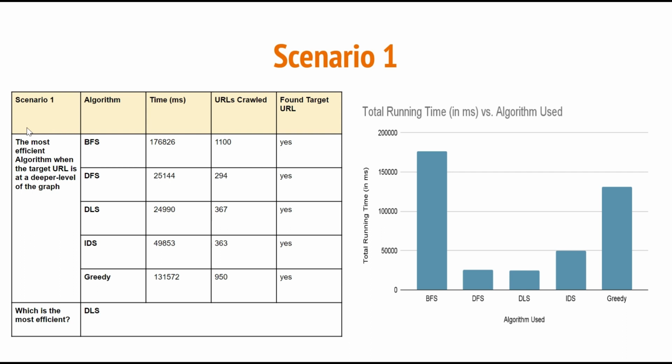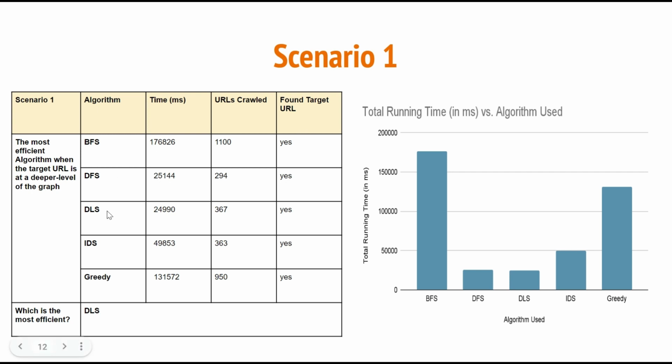So in the first scenario, we try to find the most efficient algorithm when the target URL is at a deeper level of the graph. In this scenario, we can see from our result that BFS performs the worst. It took the most amount of time among all the algorithms, and it also crawled the most number of URLs. Even though it found the target URL, it is the worst in terms of runtime performance.